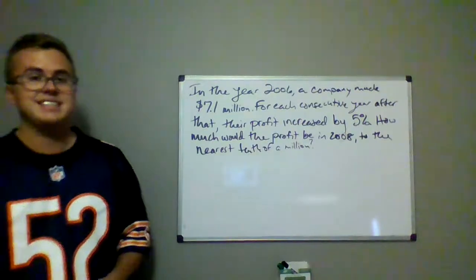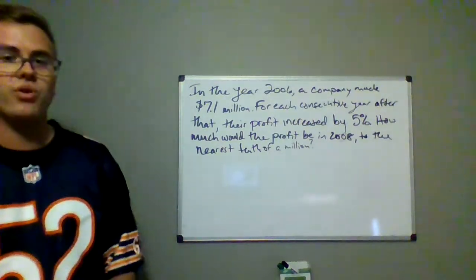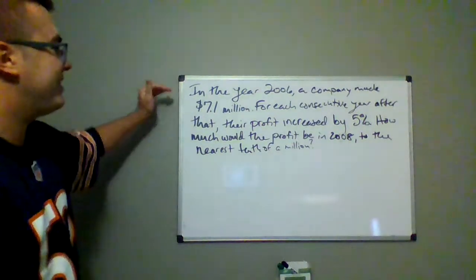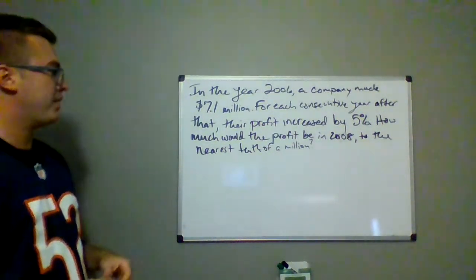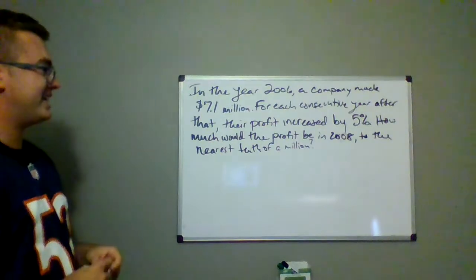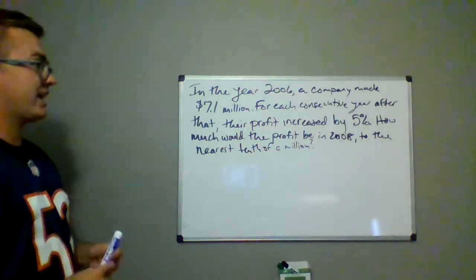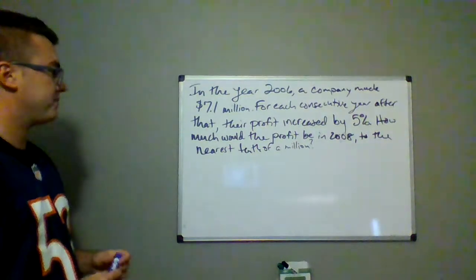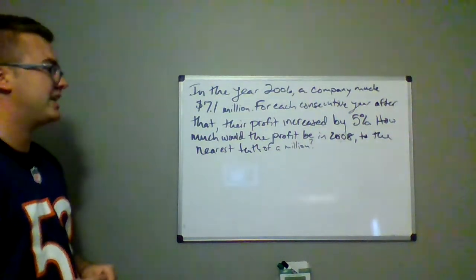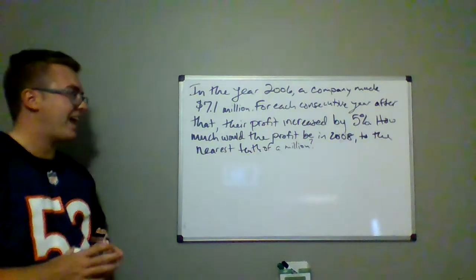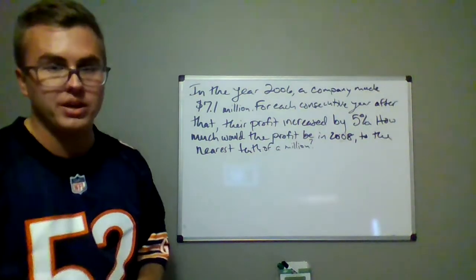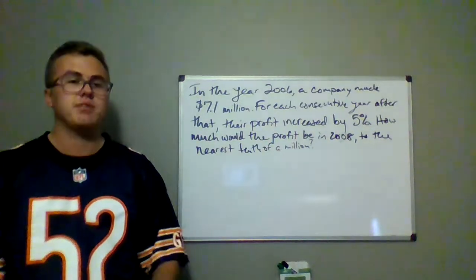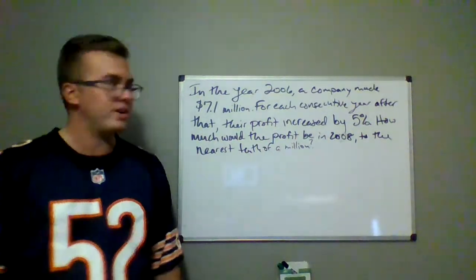Okay, so this is the challenge problem here that you only have to get one of these correct to get that 100%. In the year 2006, a company made $7.1 million. For each consecutive year after that, their profit increased by 5%. How much would the profit be in 2008 to the nearest tenth of a million? So this is just what we've been doing. It's just multi-step. You have to do that a formula more than one time.